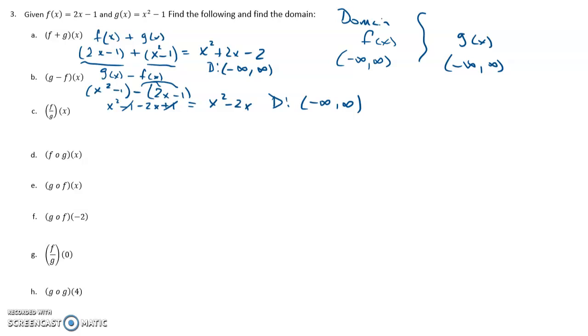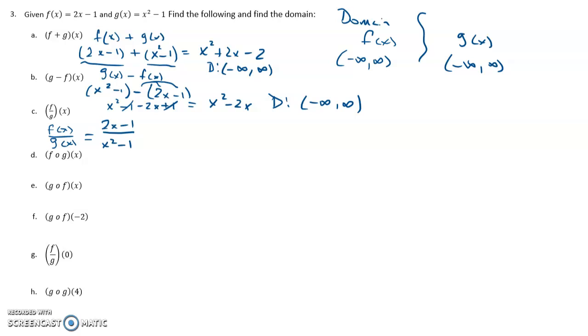All right, this next one is asking us to take the f of x and divide it by the g of x. So we're going to take the f of x and then we're going to divide by the g of x. So the f of x is the function on top, which is 2x minus 1. And then the g of x is the quadratic x squared minus 1. Now we can see that the domain of this one is not going to be all real numbers because we have a rational expression here.